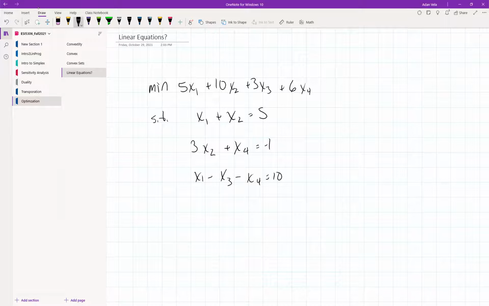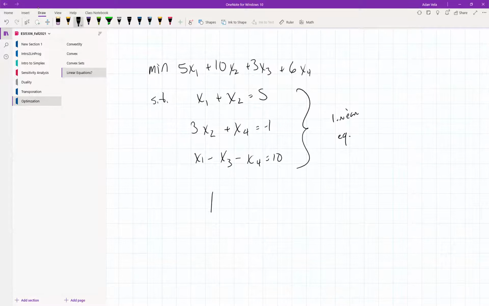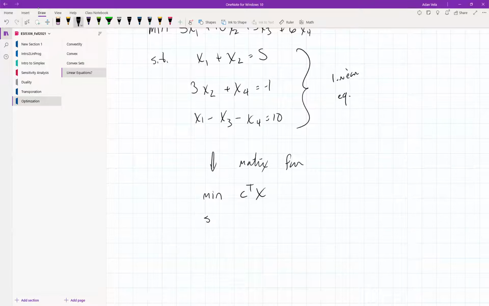All right. So these are all linear equations. And again, we could always write this in some sort of matrix form. So we might have minimize c transpose x such that Ax is equal to b. All right.